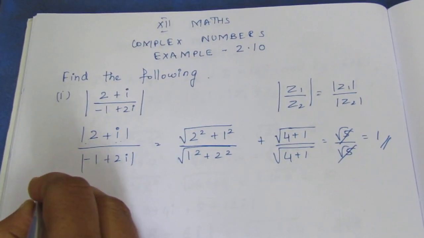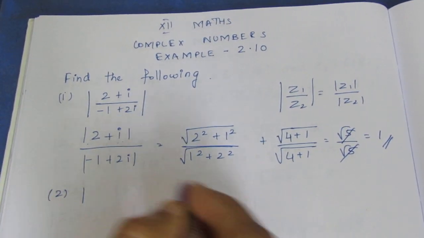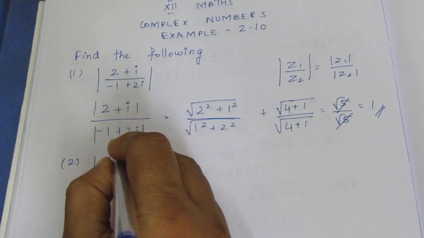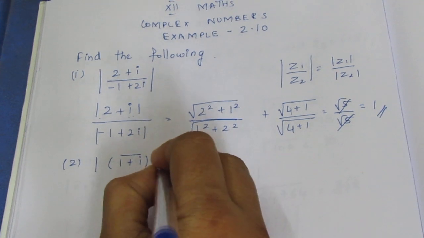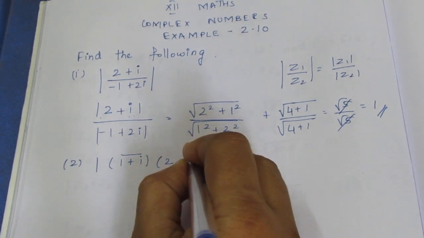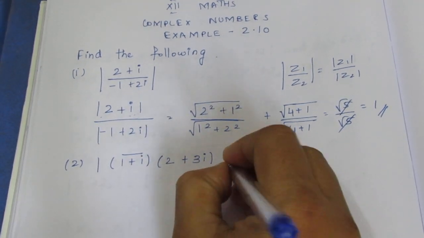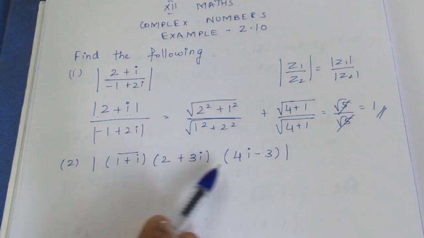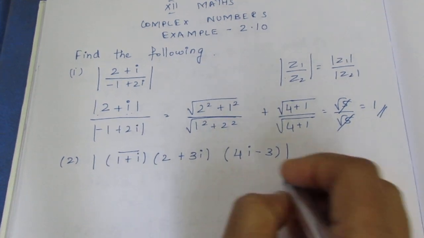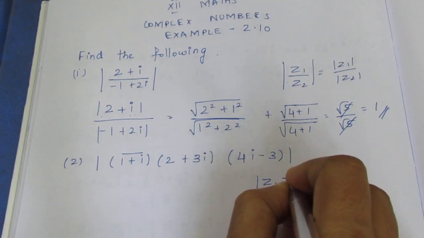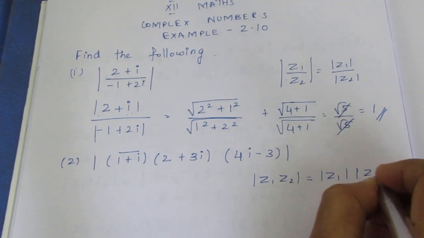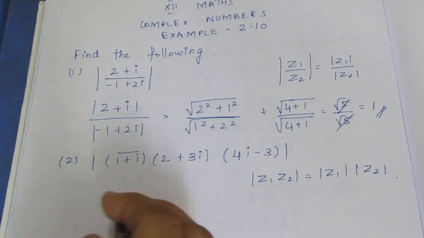Second one, look. Second subdivision: modulus of the conjugate of 1 plus i, into (2 plus 3i), into (4i minus 3). For modulus, every division can be split, and the same for multiplication. For the modulus of z1 into z2, we can write the modulus of z1 into the modulus of z2 separately. In the same way, we can write each one separately.